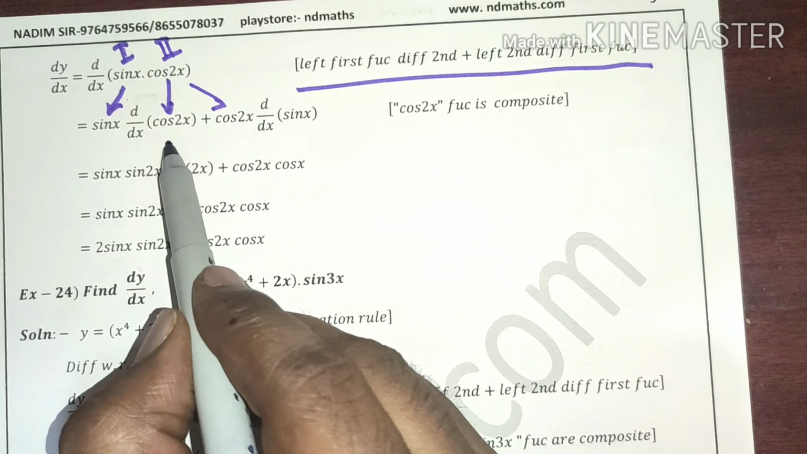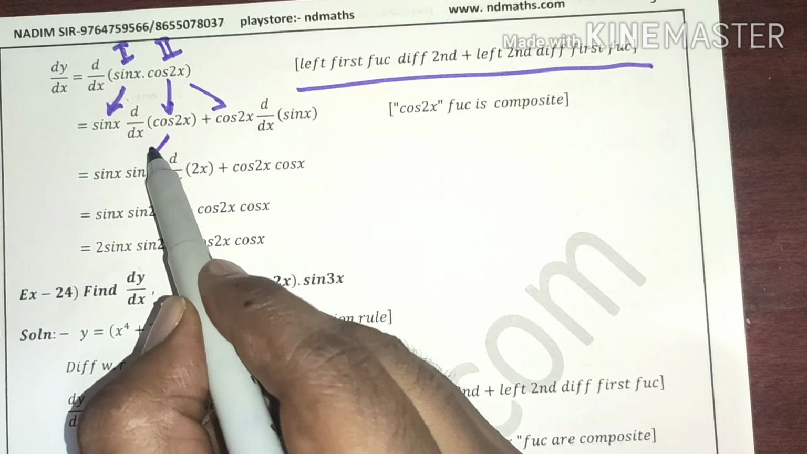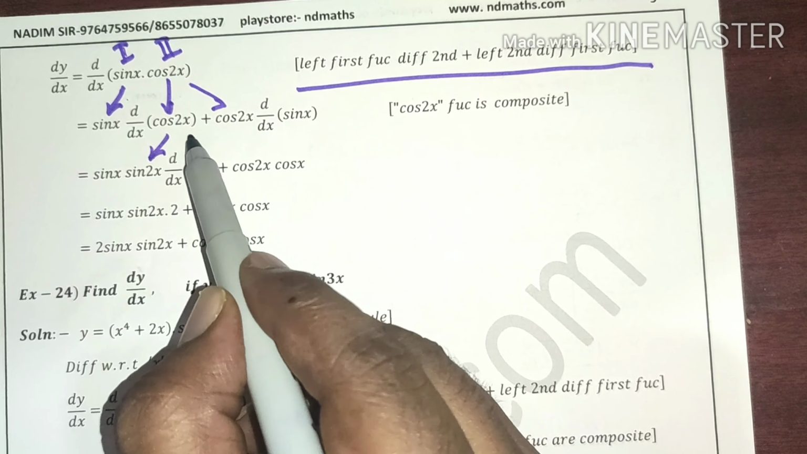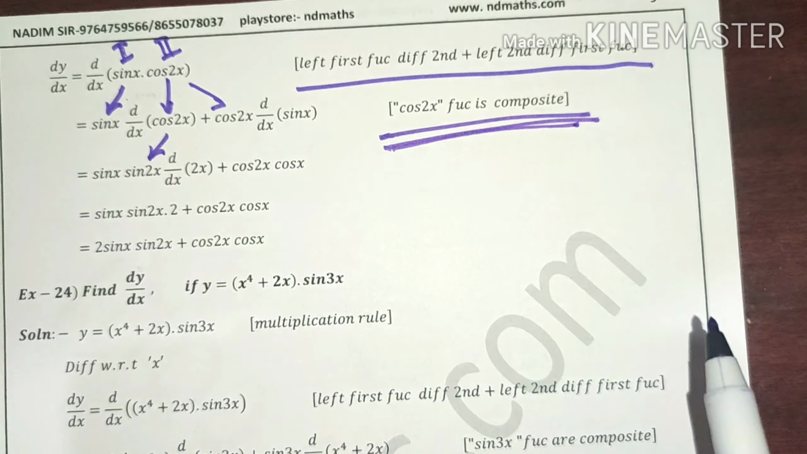And as we know that cos 2x is a composite function, so the derivative of cos 2x is minus sin 2x. And we take again the derivative of this 2x because of the composite function, cos 2x is a composite function.